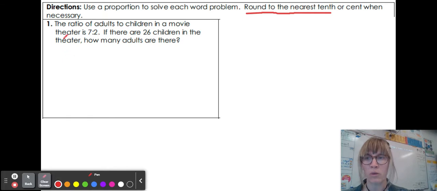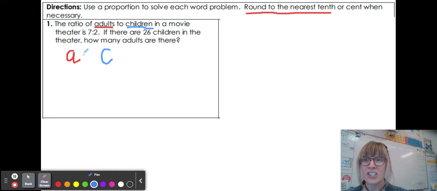So we have some info. We know that the ratio of adults to children in a movie theater is 7 to 2. So we have adults, we'll just make it red, adults, and we've got children. And so when we compare them, right, we can use this sort of colon. So we have adults to children. Well, adults is not actually a mystery, right? We don't need to just call it an A. We know that in this scenario, there are 7 adults and there are 2 children. So we have a 7 to 2 ratio.